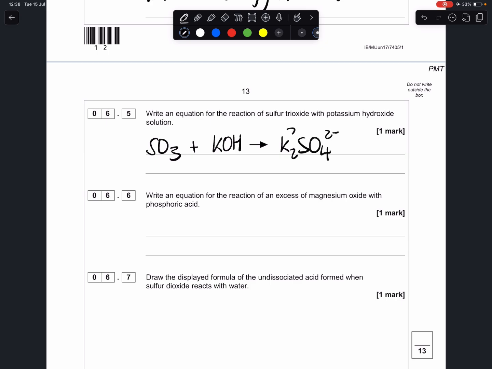Remember, this is 2-, so this needs to be 2+. And we're also going to make water. This isn't balanced though, so to balance this, we just need to look at the 2 there, so we're going to add 2 there, 2 potassium for 2 there, and there you go, that is all balanced.